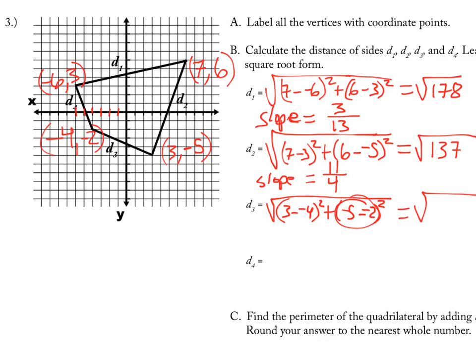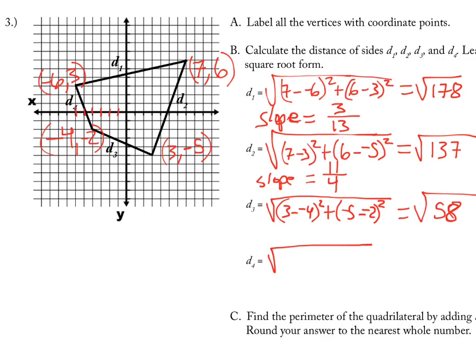And then negative 5 minus negative 2 is the same thing as negative 5 plus 2, which is negative 3. And when you square that, you get 9. So you have 49 plus 9, and that's going to give you 58. So that's that one. And then finally a D4, which is this left side here.